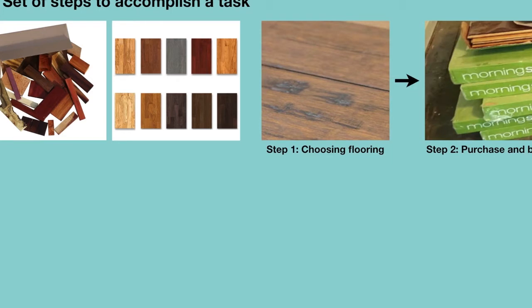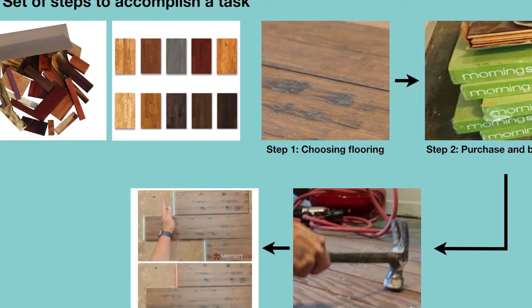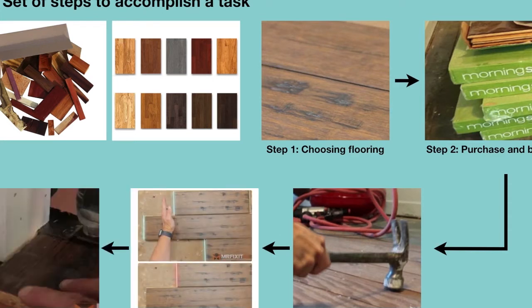And the next step is prepare subflooring. And the next thing that you need to do, you need to determine the layout of flooring in the space. Finally, we trim the door casing and our floor is ready. So as you see, we have completed a set of steps to accomplish our task of flooring.